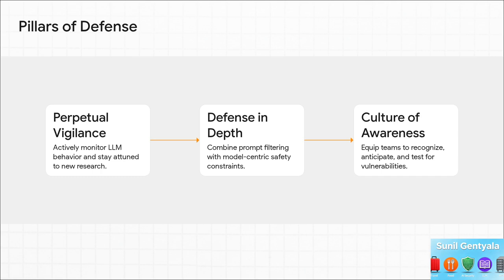First, you've got perpetual vigilance. The attackers are always coming up with new stuff, so the good guys have to be constantly watching, constantly researching new threats. Second is defense in depth. This just means you can't rely on one single trick. You need a whole bunch of defenses working together, like filters that catch bad prompts on the way in and other systems that spot weird behavior on the way out. And finally, you need a culture of awareness. You actually have to train people to think like the attackers, to constantly be red teaming and pressure testing the system to find weaknesses before someone else does.